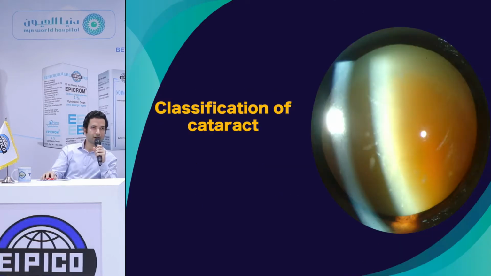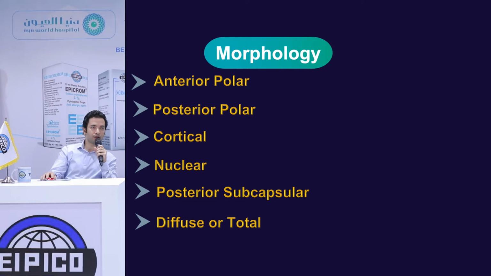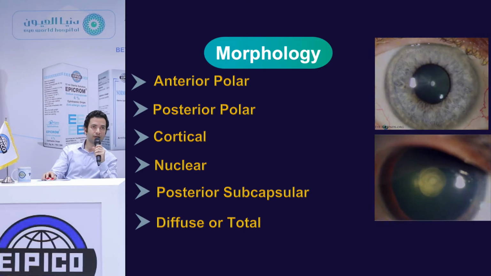First of all, the classification of cataract. You know that cataract can be classified according to morphology or according to maturity, or also we have the grading of cataract. So we know that the anterior polar cataract is a small opacity in the anterior lens capsule that is usually visually insignificant. Usually it is bilateral and symmetrical and usually doesn't progress over time.